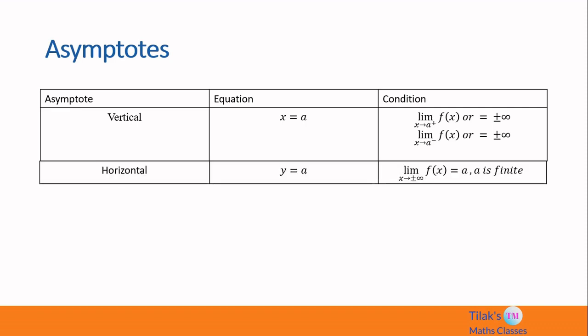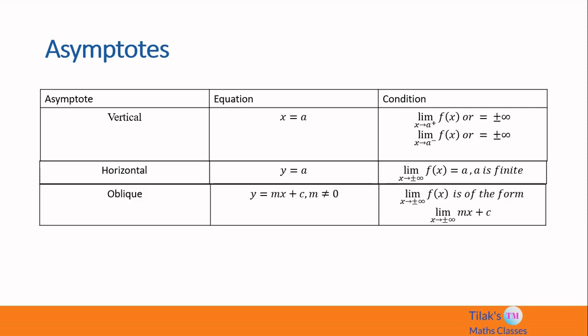Next, a horizontal asymptote is a straight horizontal line with an equation of the form y = a. The condition for the existence of a horizontal asymptote is that the limit as x tends to plus or minus infinity of f(x) must be a finite real number.